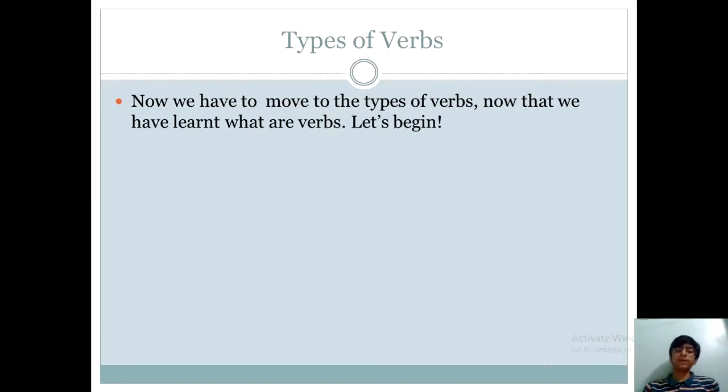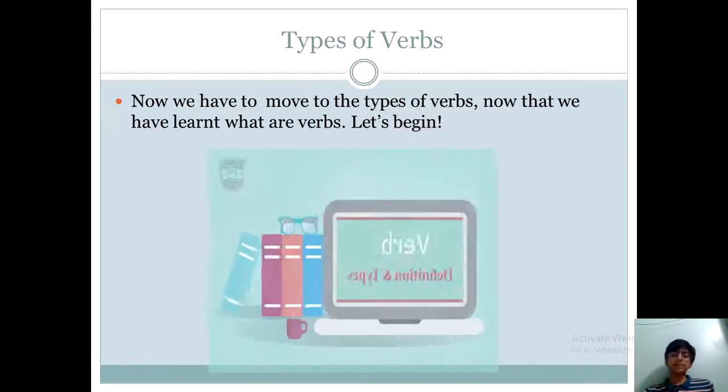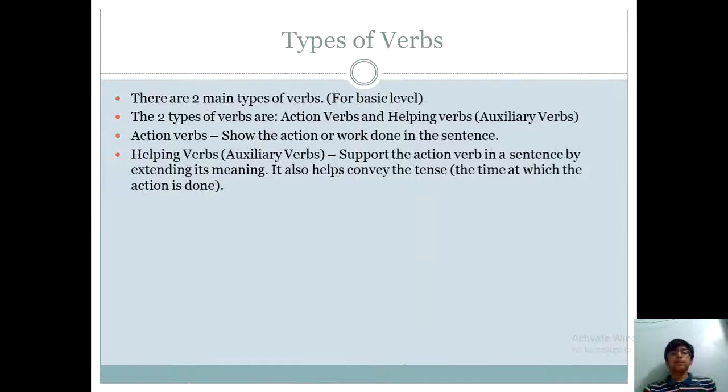Now, as we have learned what are verbs, we should move on to the types of verbs. So, let's begin. There are 2 main types of verbs actually in basic level, because when we go to a higher level there are 4 to 5 types of verbs. So the 2 main types of verbs are action verbs and helping verbs. Helping verbs are also called auxiliary verbs.